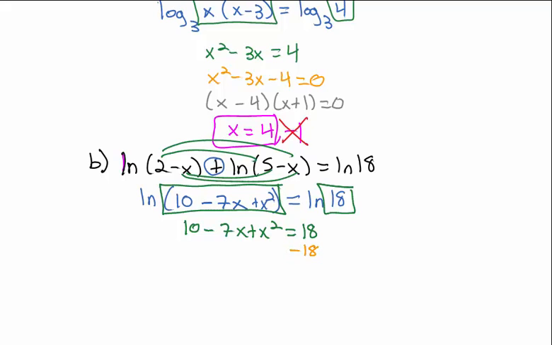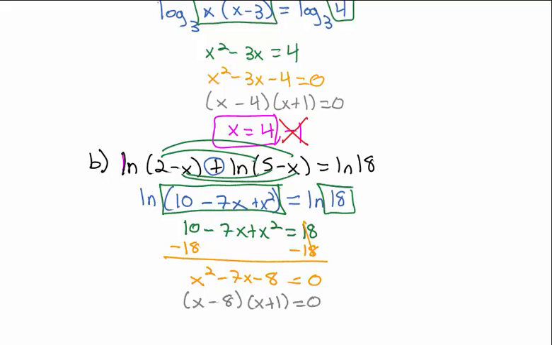Making it equal to 0 by subtracting 18 from both sides. We'll also put it in order as we do this. X squared minus 7x minus 8. Factor. X minus 8, x plus 1 equals 0. Set each factor equal to 0, and x equals 8 and negative 1.